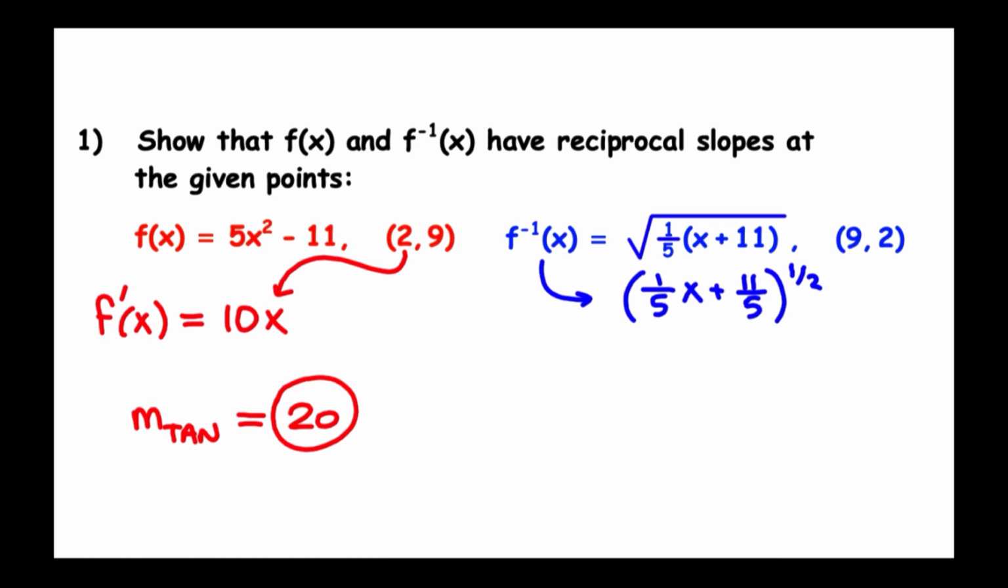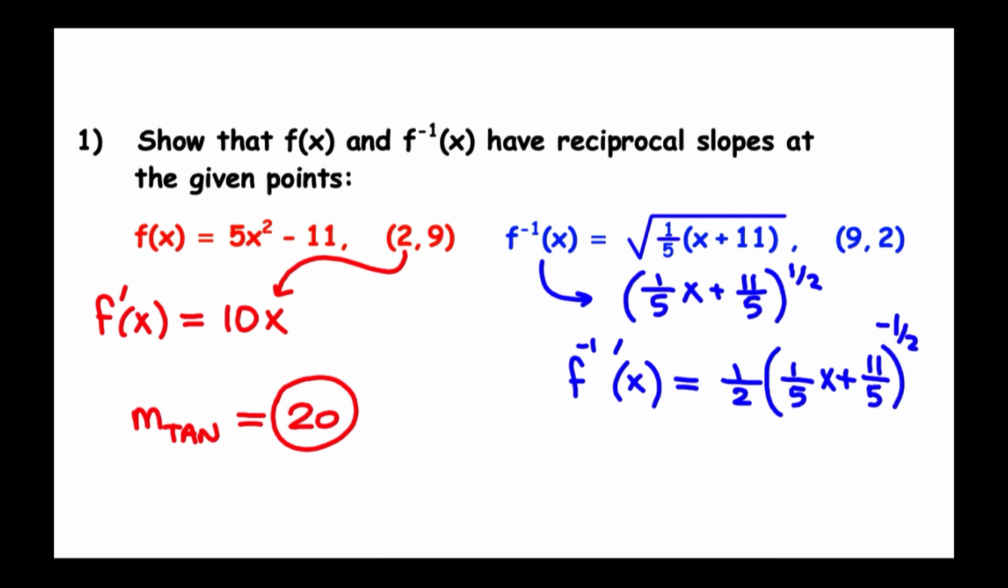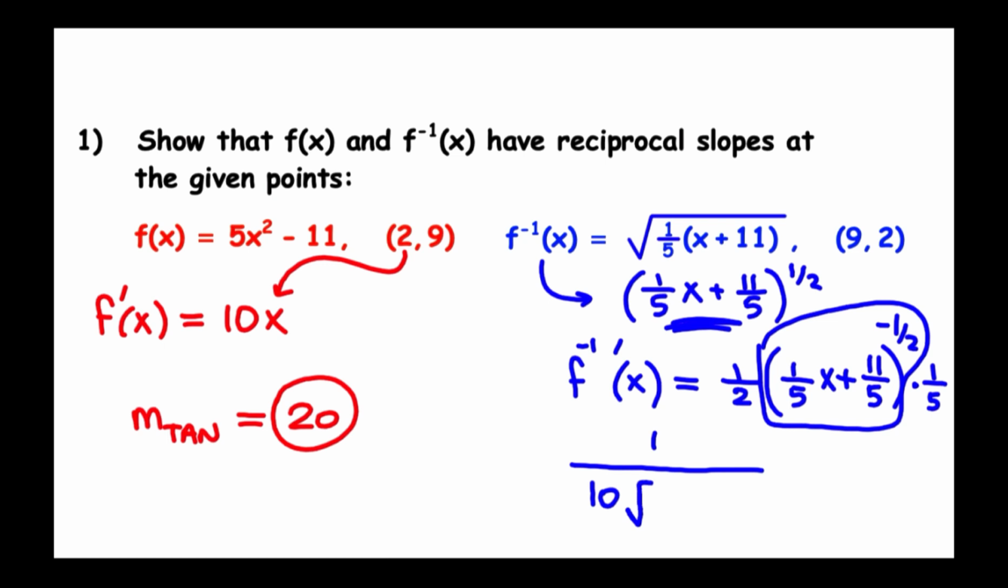And the derivative, I'm not even sure how to notate this. The inverse derivative, that's weird looking. It's going to be 1/2 out in front, stuff to the negative half, times a chain rule of 1/5. All right, if I rewrite that, that's going to be 1/10. All right, we got 1/10. And then the rest of this is a square root in the denominator.